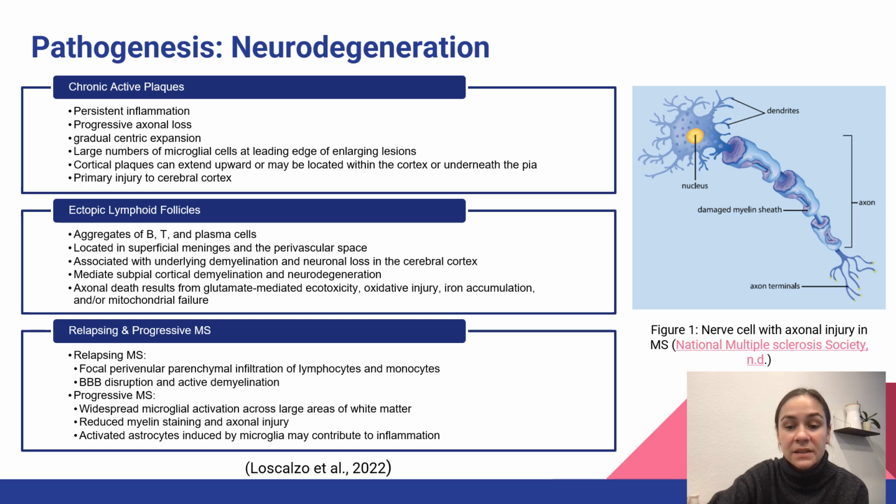For relapsing MS, inflammation is associated with focal perivenular parenchymal infiltration of lymphocytes and monocytes that are associated with the blood-brain barrier disruption and active demyelination. For progressive MS, it is more diffuse and is characterized by widespread microglial activation across large areas of white matter. It is associated with reduced myelin staining and axonal injury. Activated astrocytes induced by the microglia may also contribute to tissue damage.